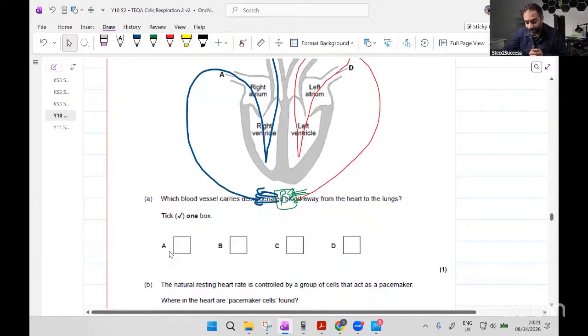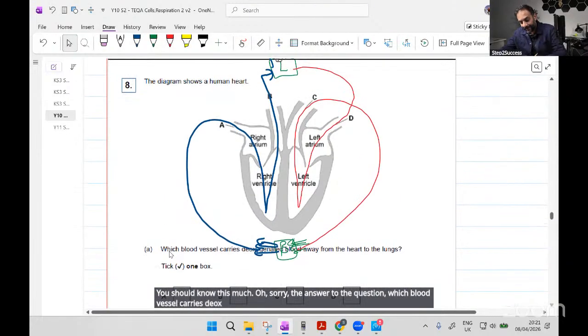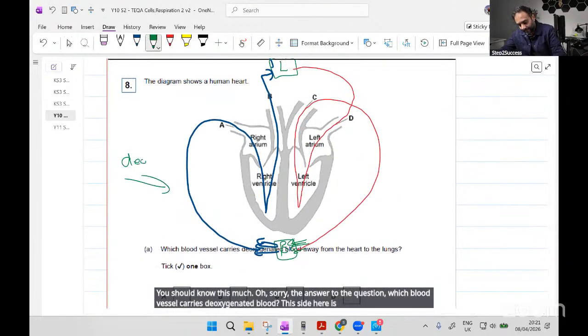So the answer to the question, which blood vessel carries deoxygenated blood? This side here is deoxygenated. Which one carries it from the heart to the lungs? Well, that's here, isn't it? B.